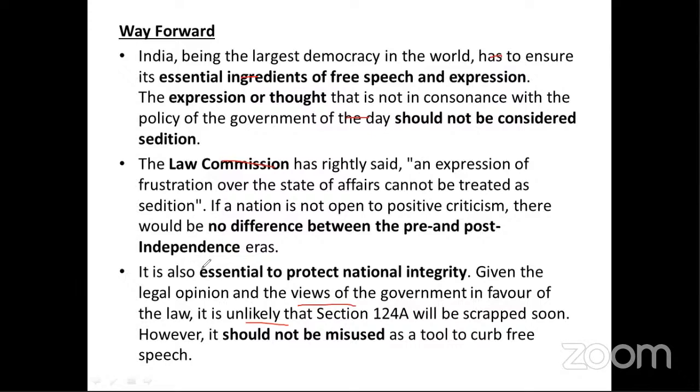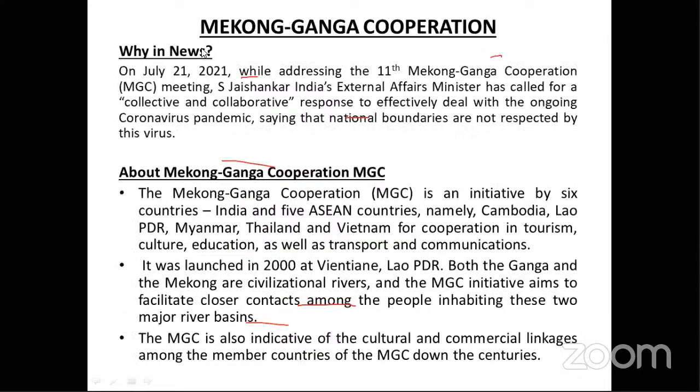So this news is for GS Paper 2. Maybe in prelims or mains they can ask you a question. Now our next news is called Mekong-Ganga Cooperation. It was also in the news on 21 July 2021.